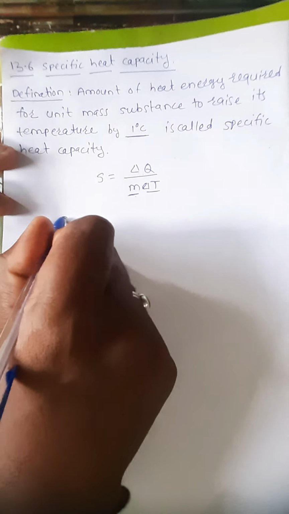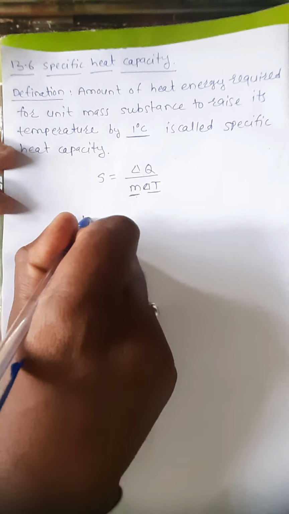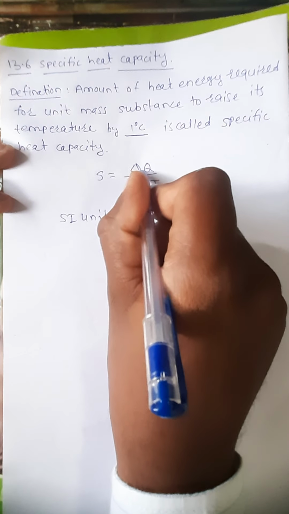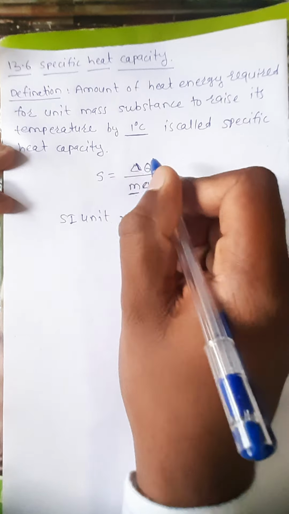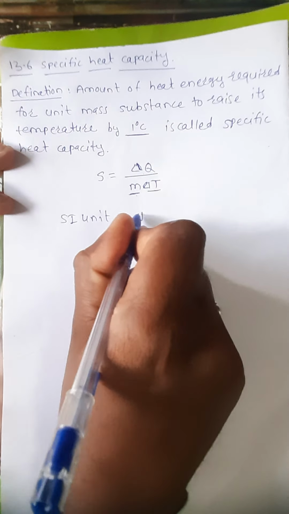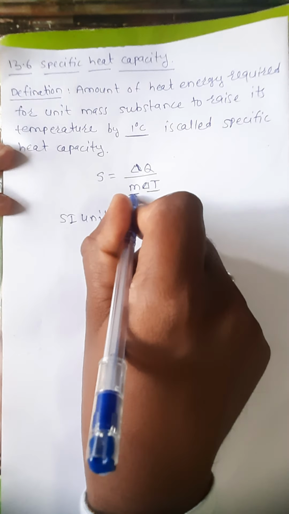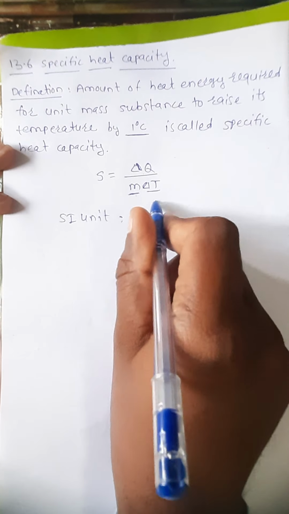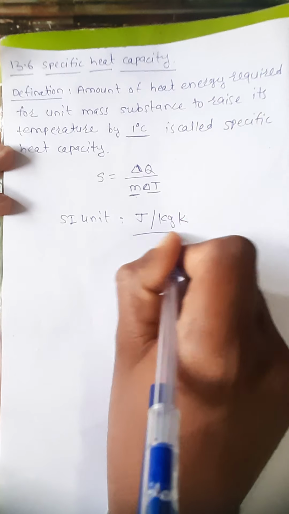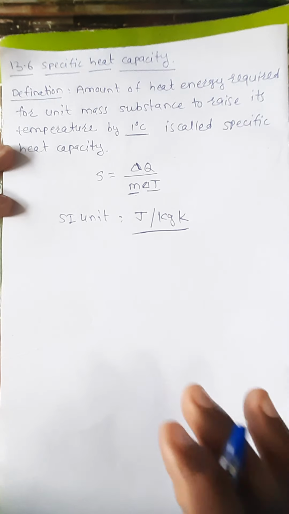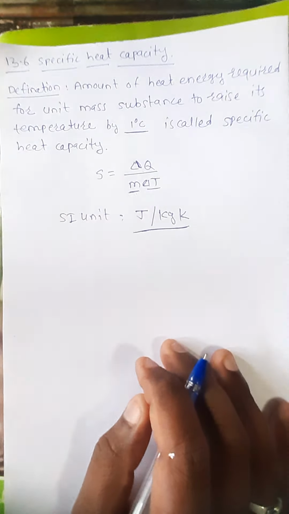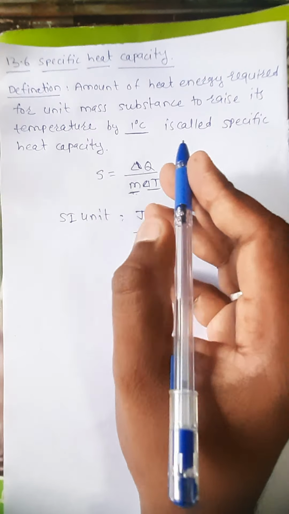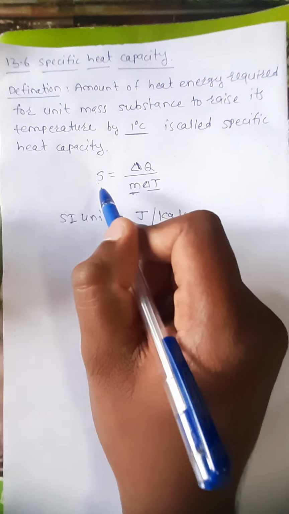Okay, and the SI unit of specific heat capacity is, we already know that the unit of Q, the unit of heat, is joule, divided by the unit of mass, kg, and the unit of temperature is Kelvin. Therefore joule per kg per Kelvin is the SI unit of specific heat capacity. When the mass is in terms of kg, then we say specific heat.